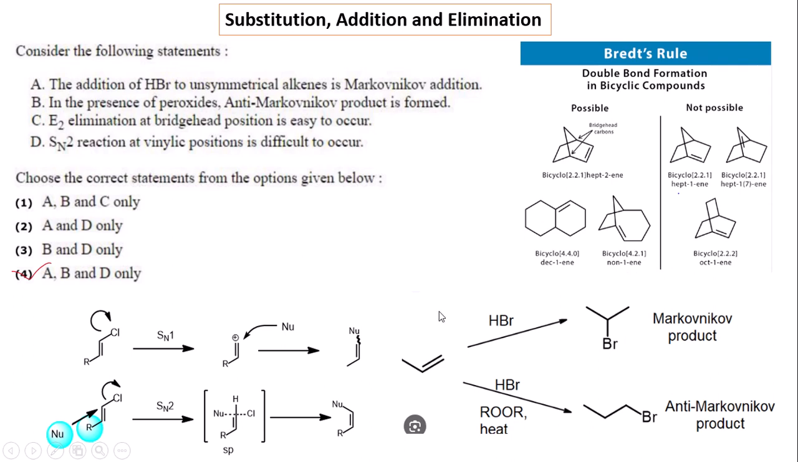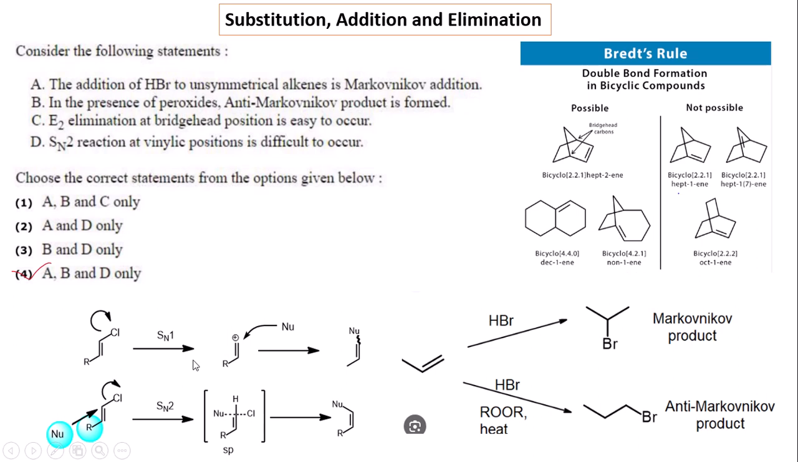We know that in the case of HBr addition, Markovnikov addition will take place with an unsymmetrical alkene and produces two carbocations. One is the secondary carbocation, another is the primary carbocation. We know that the secondary carbocation is more stable, so the Markovnikov product, 2-bromopropane, is formed in the major amount and 1-bromopropane is produced in the minor amount. But if peroxide is present in the reaction, the anti-Markovnikov product is formed as the major amount; otherwise, in the case of HBr addition, the Markovnikov product is formed as the major amount.